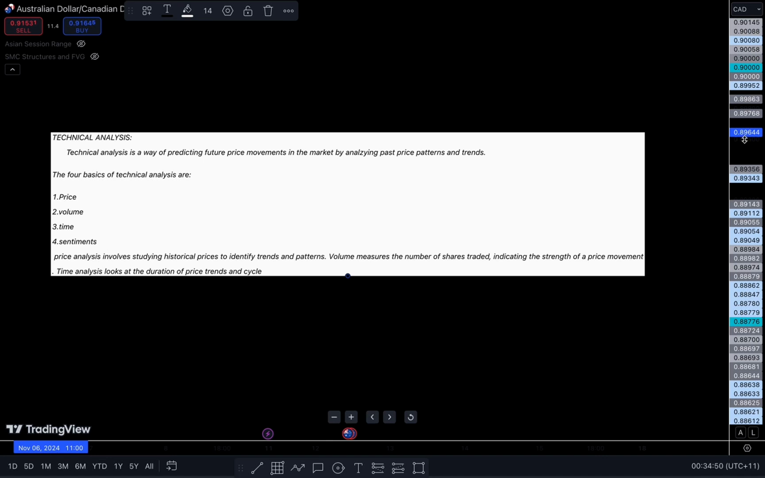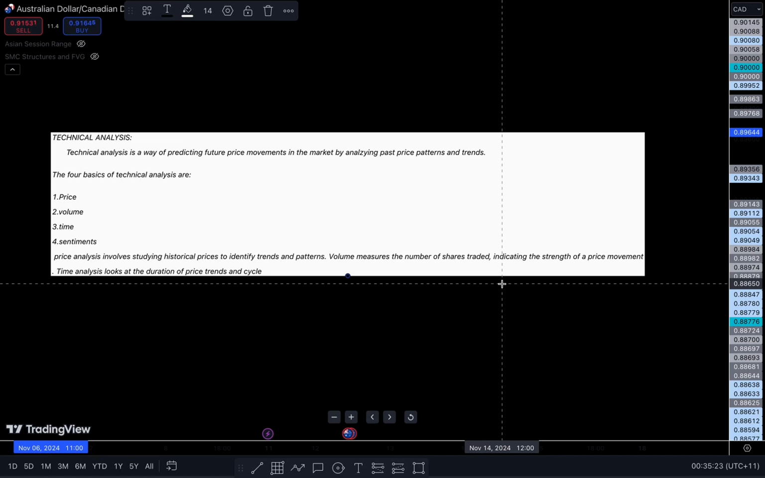Volume is the measure of the number of shares traded, indicating the strength of a price movement. A lot of traders use volume as an indicator. It basically tells them that there's a lot of buying or selling in the market at that time, so they know how to position themselves, right?